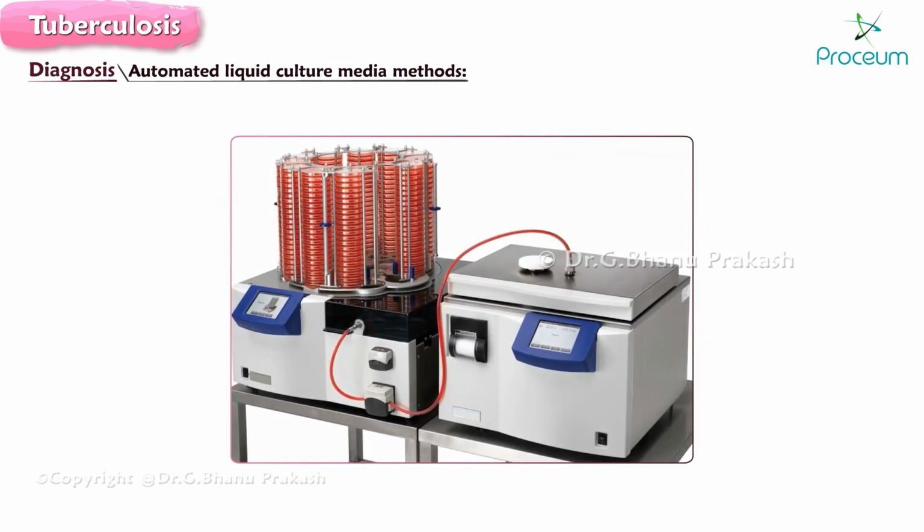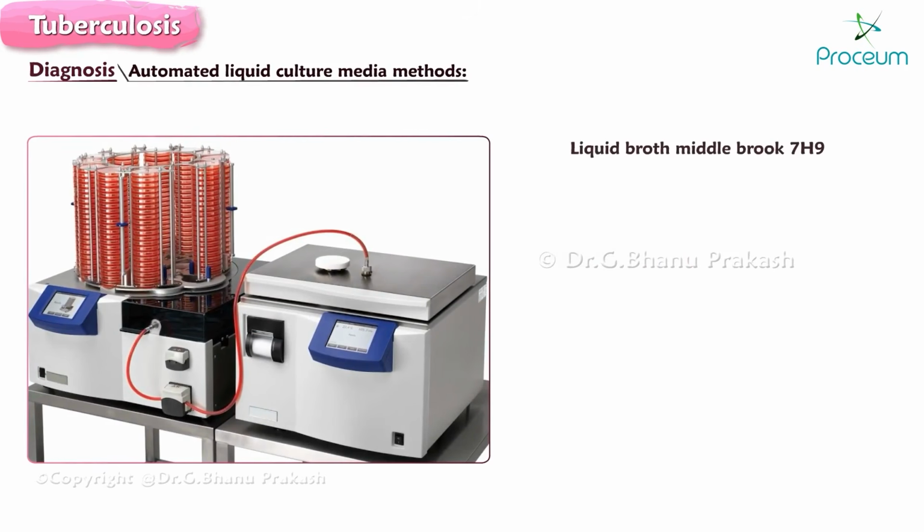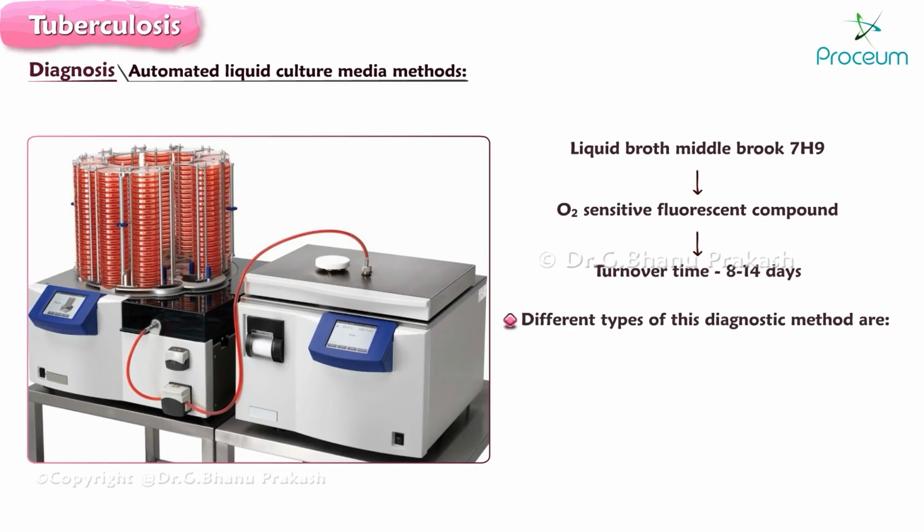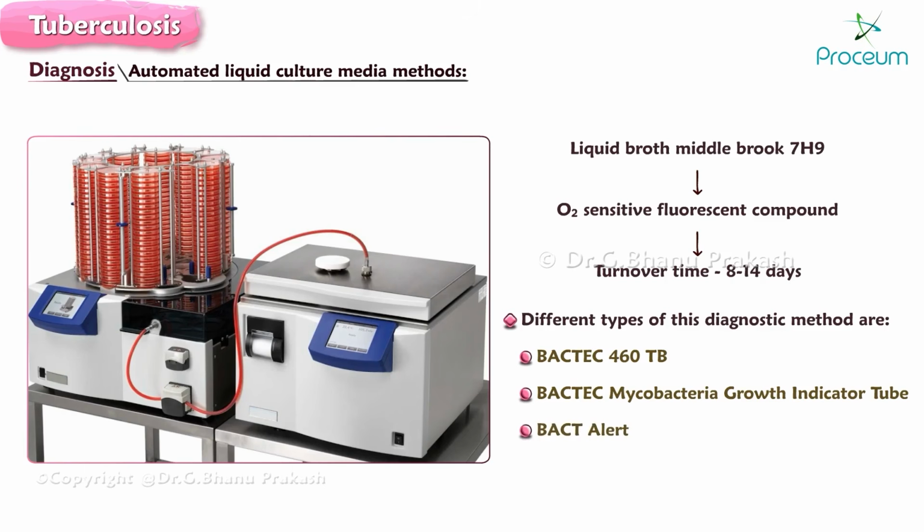Automated liquid culture media methods. This method uses liquid broth Middlebrook 7H9. This broth has an oxygen-sensitive fluorescent compound, and the turnaround time for this test is 8 to 14 days. Different types of this diagnostic method are BACTEC 460 TB, BACTEC Mycobacteria Growth Indicator Tube, and BacT/ALERT.